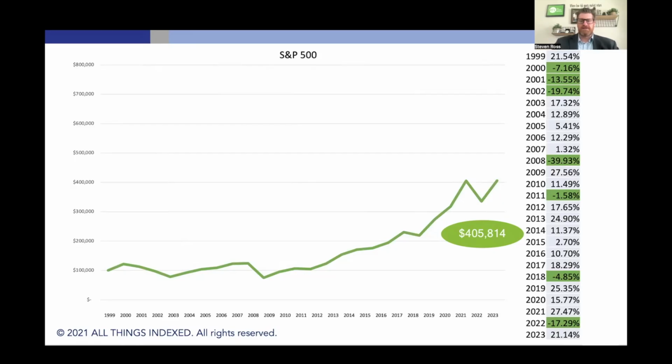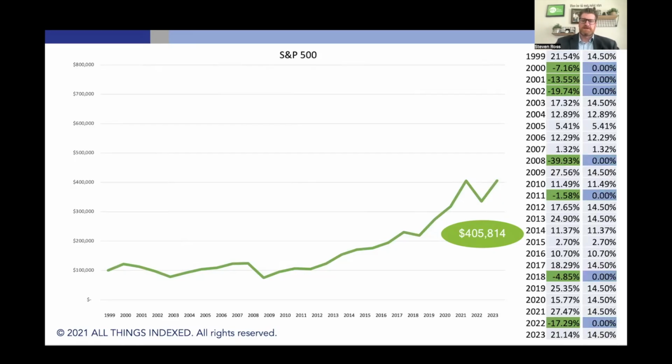But what if we could eliminate the losses? Okay. So instead of, say, losing almost 40% in 2008, right? What if we just stayed at 0? We didn't go backwards at all. But then instead of in 2009 getting 27, we only got 14.5 because that was the cap. Right?